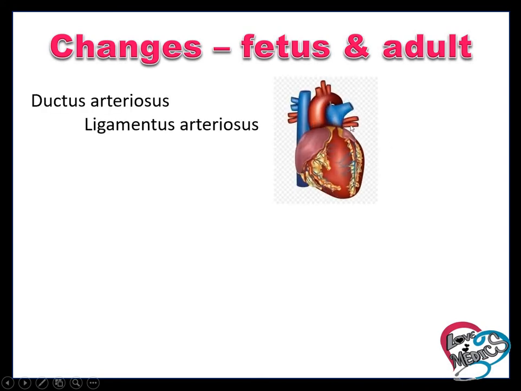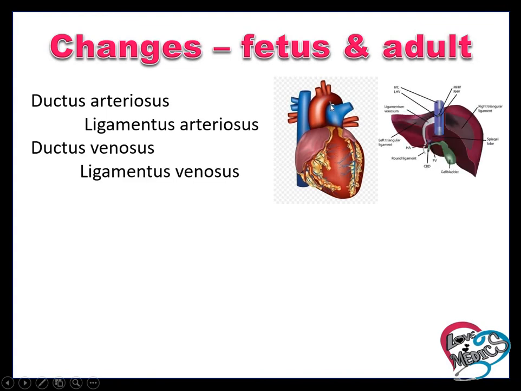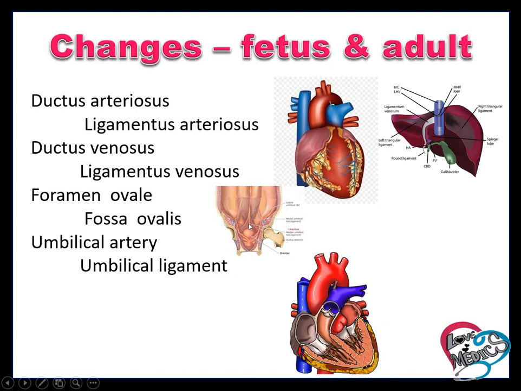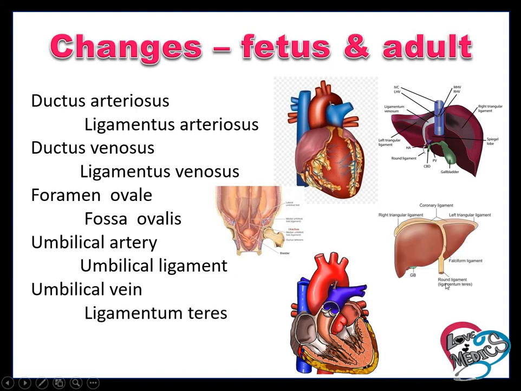Changes between fetal circulation and adult circulation, that is, the remnants. The ductus arteriosus is converted into the ligamentum arteriosum. The ductus venosus is converted into the ligamentum venosum. Here the ligamentum venosum is present. The foramen ovale is converted into the fossa ovalis in the adult heart. The umbilical artery is converted into the umbilical ligament. The umbilical vein is converted into the ligamentum teres. This is the ligamentum teres.